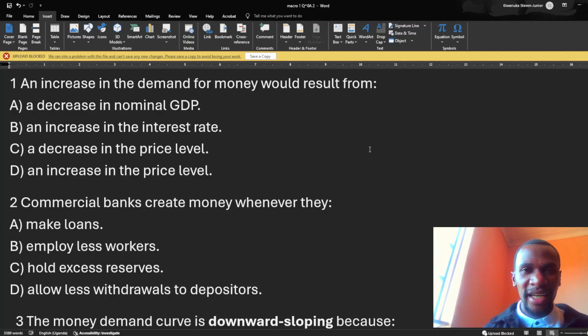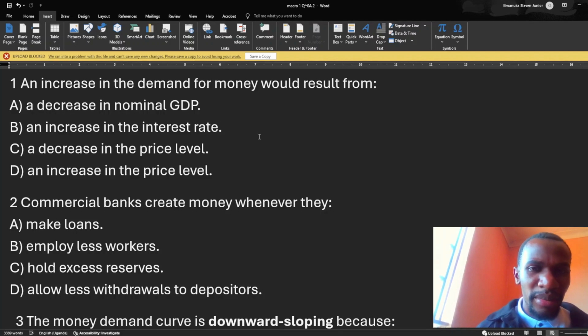This lunch bite is for macroeconomics, year one, semester two. An increase in demand for money would result in... I am making the fonts large because people have been complaining about it. Hope you are able to see. Share your feedback in the comments.